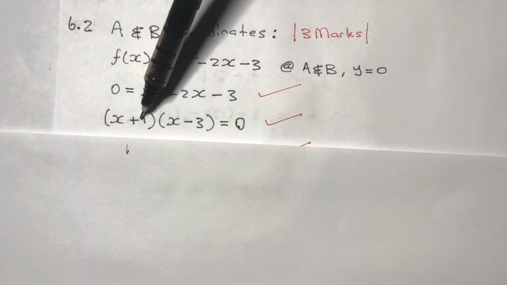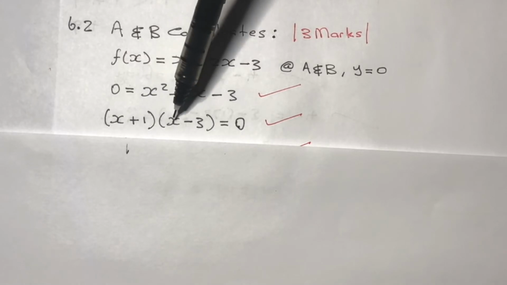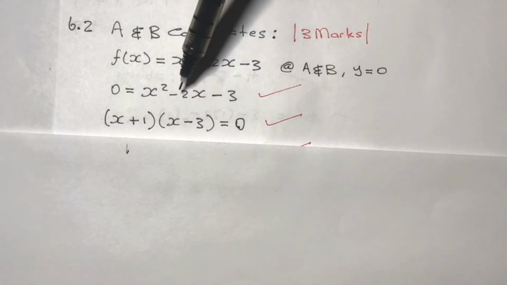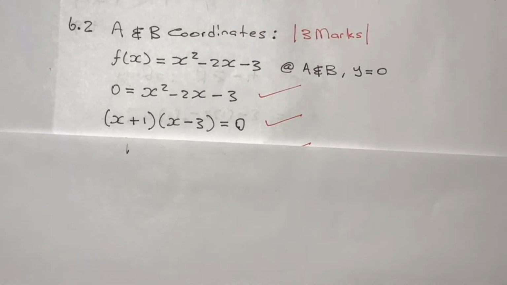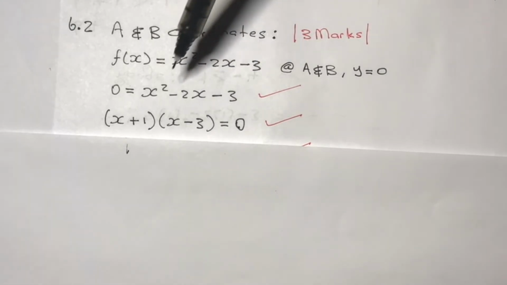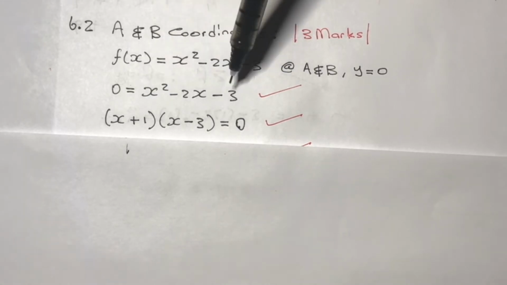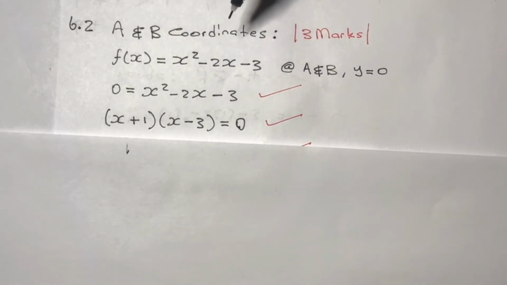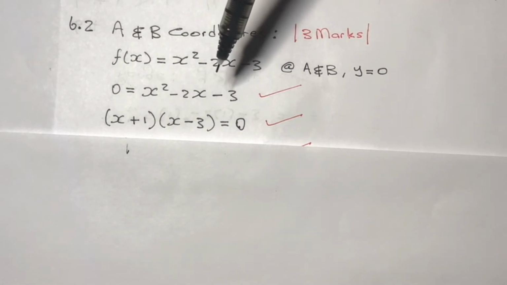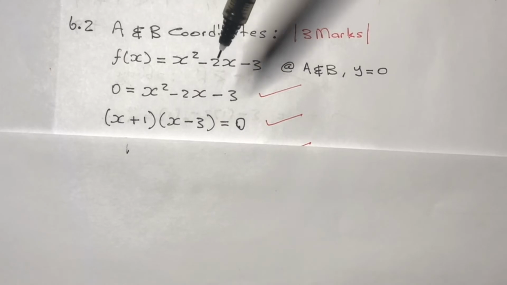x plus 1x, which becomes your minus 2x. So that's how you factorize your quadratic equation. Normally in complicated quadratic equations, you can use the quadratic formula because it's quicker and it gives you the final answer straight away.